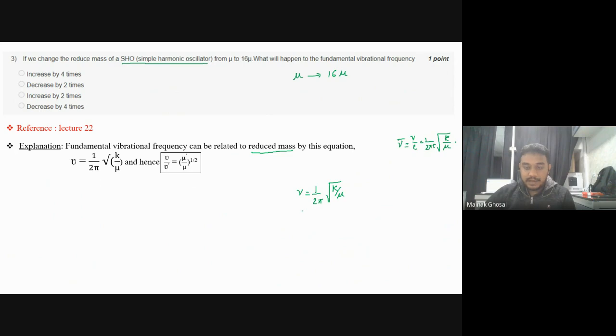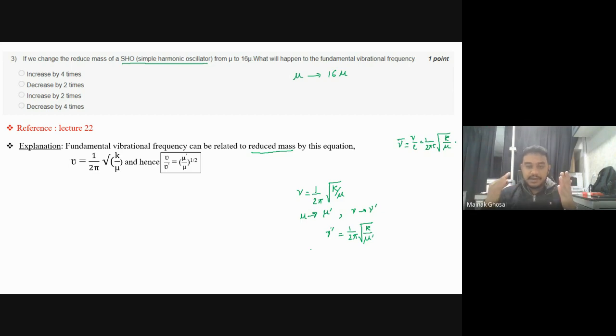So this is the fundamental vibration frequency for the reduced mass mu. Now I am saying that my reduced mass is changing to mu prime, and I am considering that my force constant is not changing. So my nu will change to nu prime. Now what should be my nu prime? nu prime should equal 1 by 2 pi root over k by mu prime.